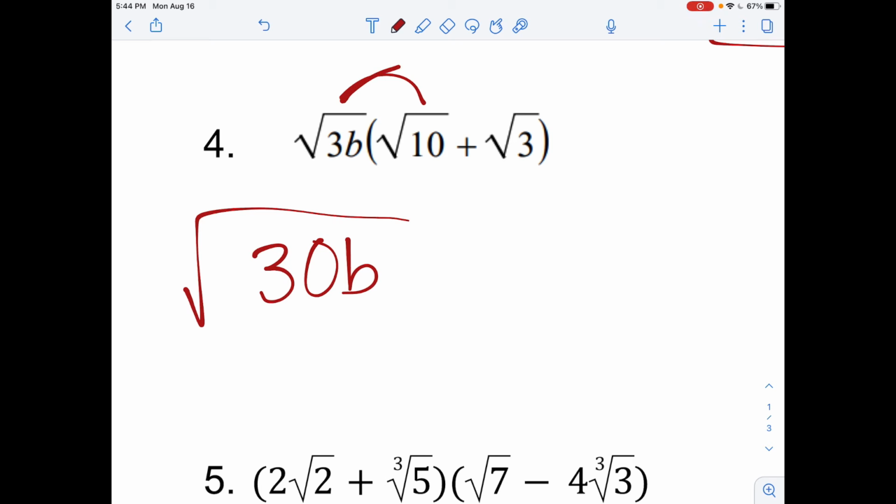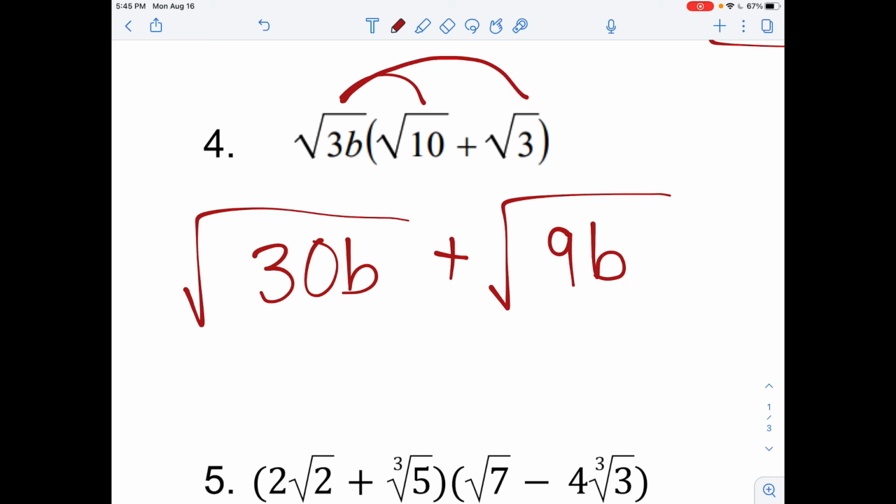And then when I distribute, I add the second term, and that should give me a radical times a radical. So 3 times 3b is 9b. So do you think that we need to continue going? The answer is no. The reason being, we cannot combine these terms, right? Remember, to combine radicals, the inside has to be the same, and they are not. So we go ahead and leave them.